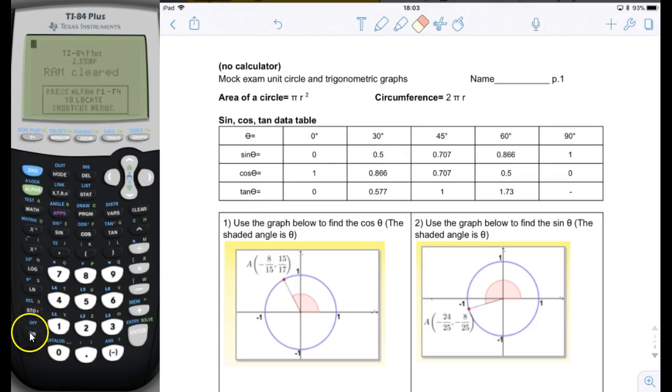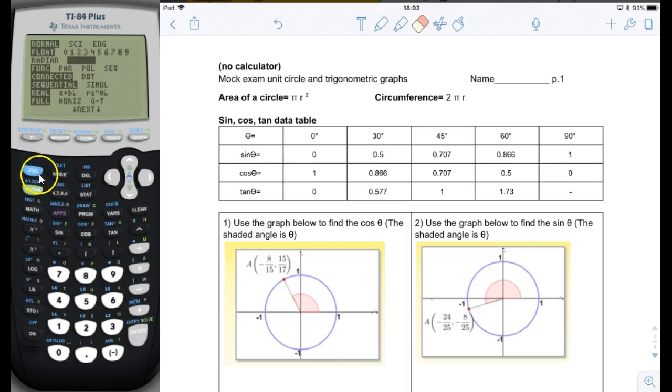Okay? So first of all, I'm going to turn on the calculator. I am going to change my calculator to degree mode because my calculator starts out in radian mode. Okay. You should always know how to change your calculator to degree mode to prevent academic disasters.